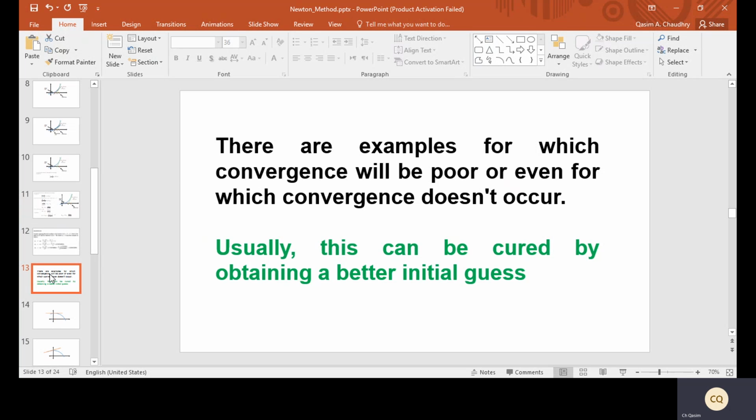Beta, now there is a very interesting and important thing, which is that there are examples for which the convergence will be poor or even for which convergence does not occur.